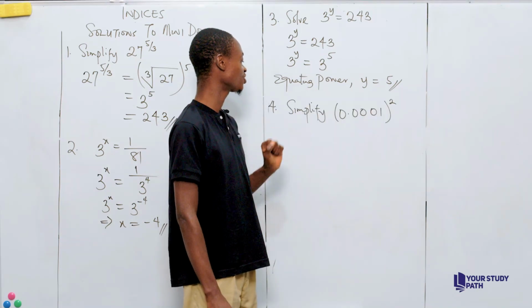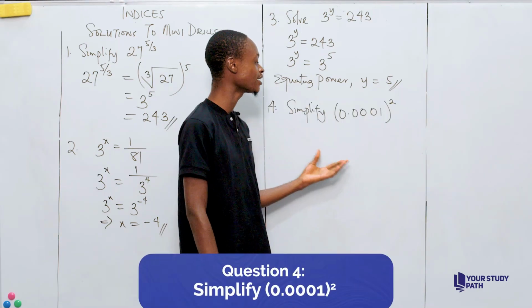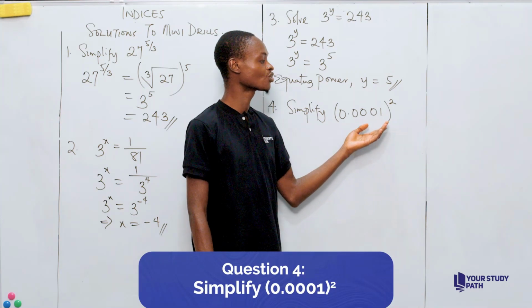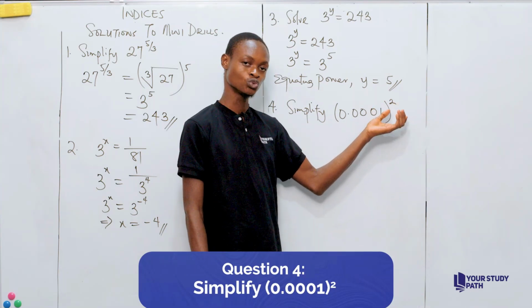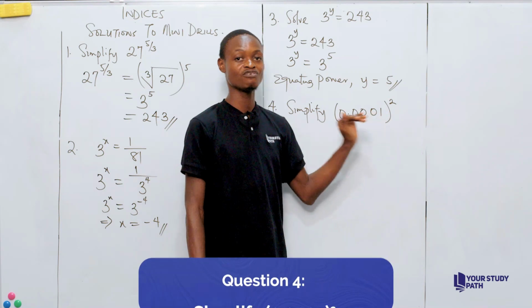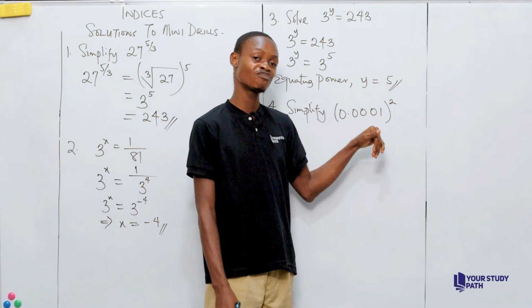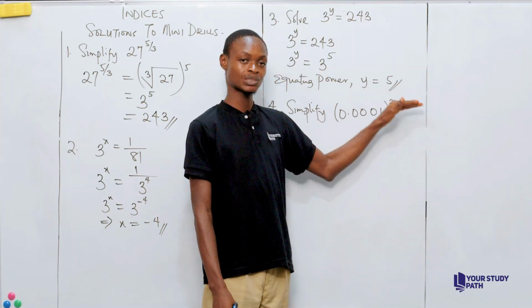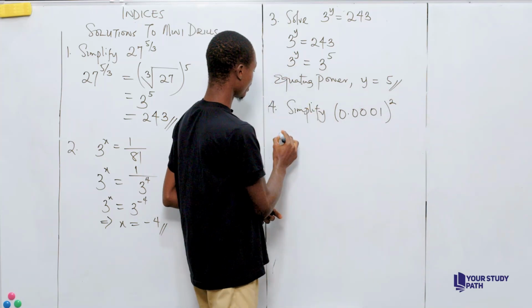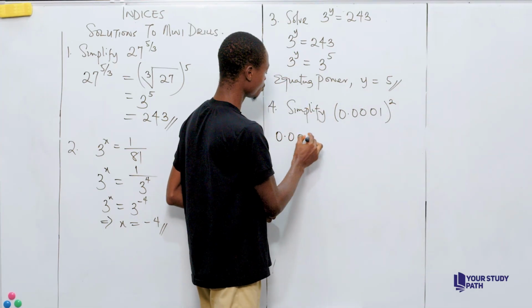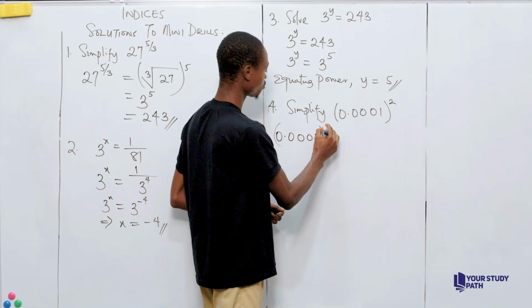So now for our fourth drill, we have to simplify 0.0001 all raised to the power of 2. So the very first thing we can do is convert this first and foremost to standard form, then expand it. So we have 0.0001 all raised to the power of 2.